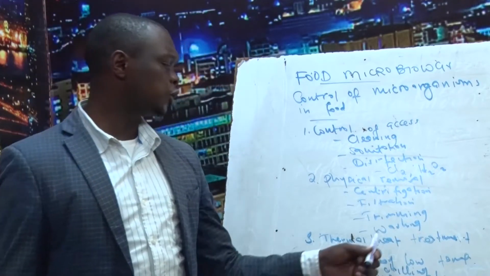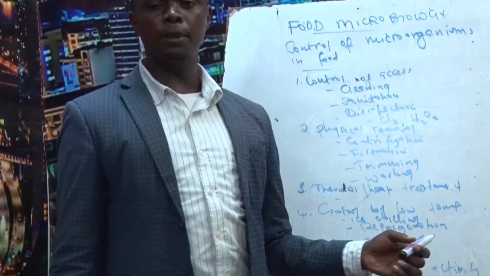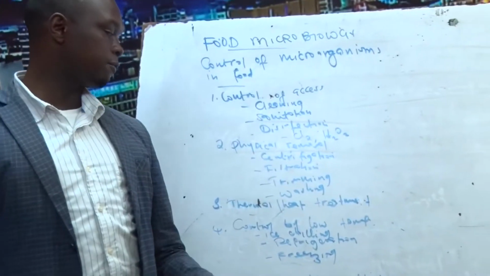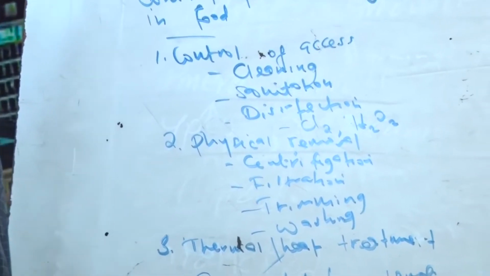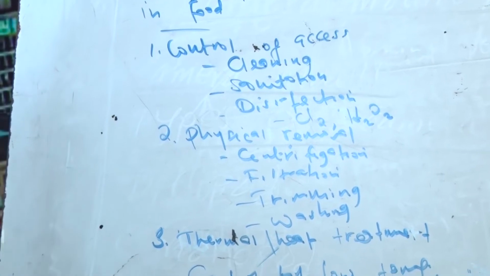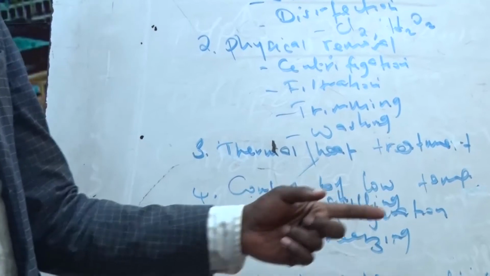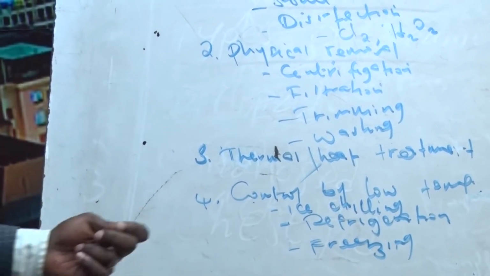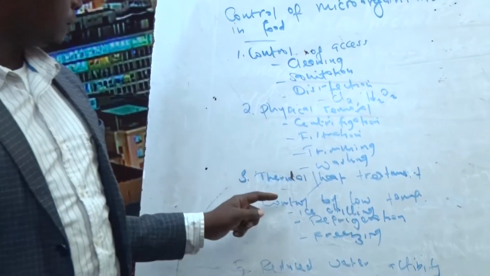You can also do washing. As we already mentioned, you can wash your food thoroughly, especially food which is taken raw, for example fruits and vegetables. Make sure that you wash them thoroughly to avoid any contamination. You can also wash thoroughly the utensils that you use in preparing the food, and the surface where you prepare the food must be thoroughly washed. That way you are able to minimize or control the microorganisms in the food.